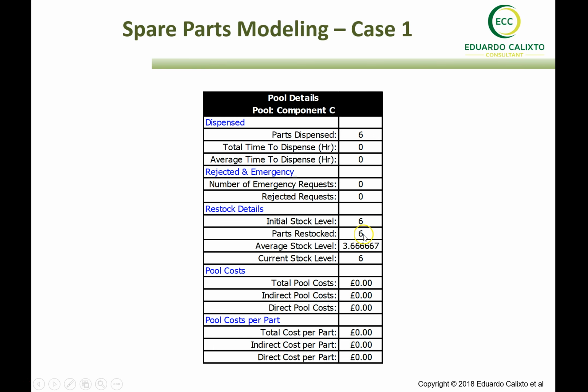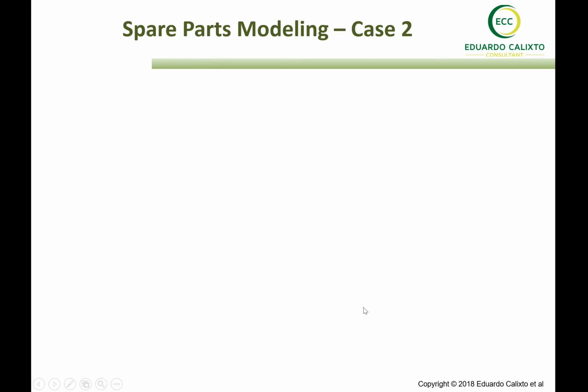So there were 6 parts restocked, and we have an average stock level of 3.6, and the current stock level was 6, because since we got the 0 spare part level, we restocked again for 6. That's happening at 18 hours or unit time of my life cycle. Okay, and I did not put any cost, so I do not have any result concerning cost.